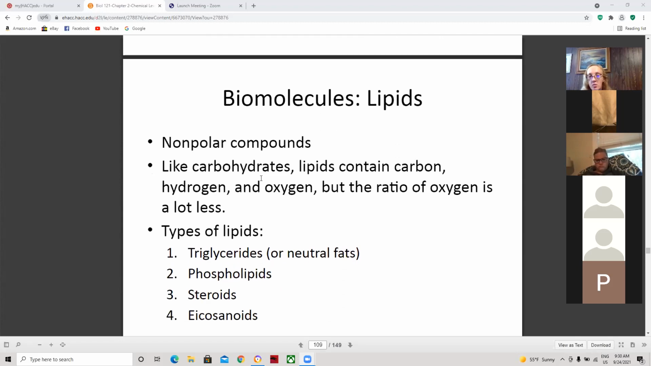So lipid molecules are non-polar compounds. Like carbohydrates, lipids contain carbon, hydrogen, and oxygen, but the ratio of oxygen is a lot less. There are 4 basic types: triglycerides, phospholipids, steroids, and eicosanoids. I don't know if I'm saying that right, but I'm trying.